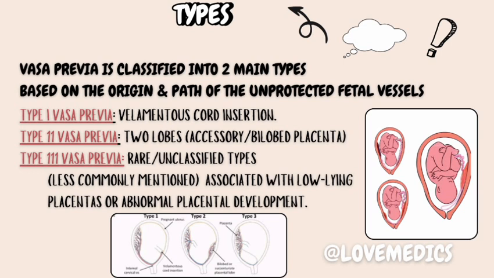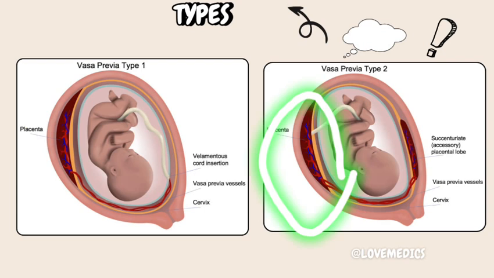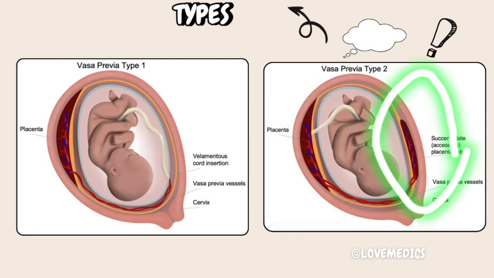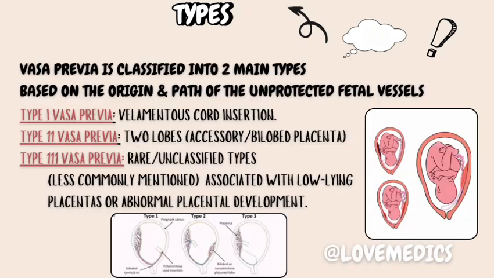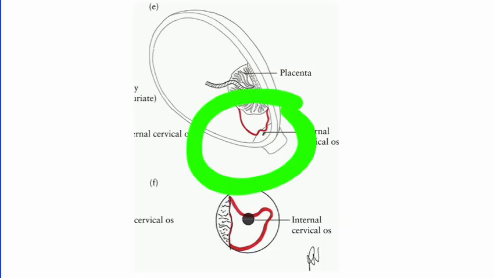Types of Vasa previa. Based on the origin and the path of the unprotected fetal vessel, Vasa previa is classified into two main types. Type 1 Vasa previa is caused by the Velamentous cord insertion. Type 2 Vasa previa is two-lobed, which means bilobed placenta or accessory placenta. Type 3 Vasa previa is the rare and unclassified type. It is less common and it is associated with low-lying placenta or abnormal placental development.